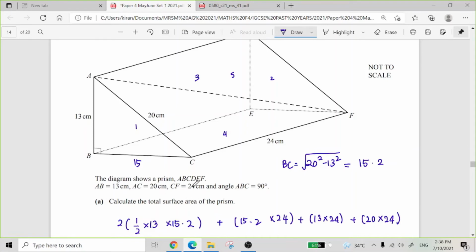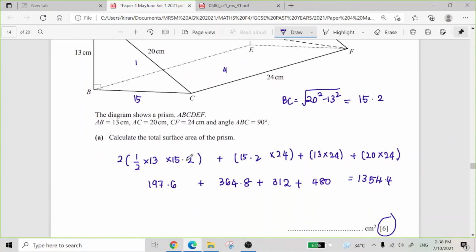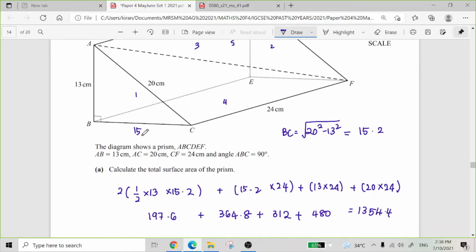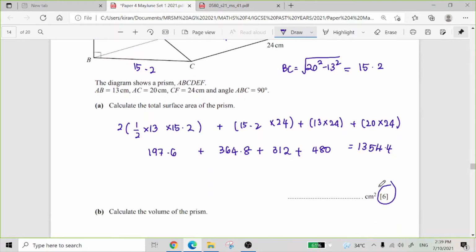As you know, we have 5 surface areas, which are 2 triangles here, and also the base, the vertical plane here, and also the inclined plane. So make sure that you calculate 5 surface areas. This part we have to calculate first, for BC, by using the Pythagoras theorem, and then we get 15.2. Then 15.2 plus the base, the vertical plane, and also the inclined plane, 20 times 24. So you will get 1354.4. That is for question A.